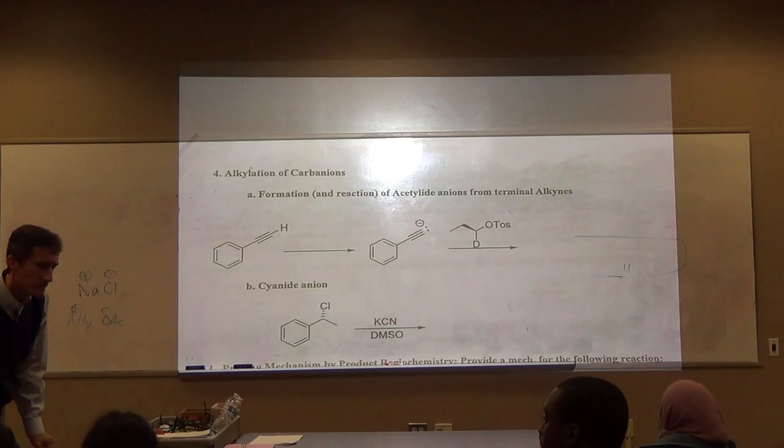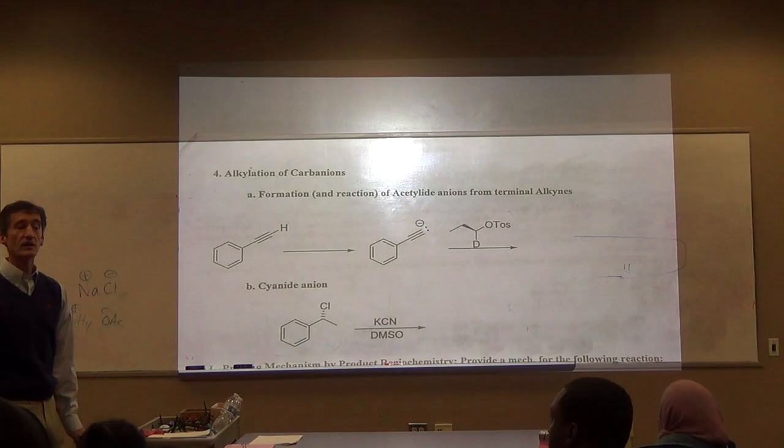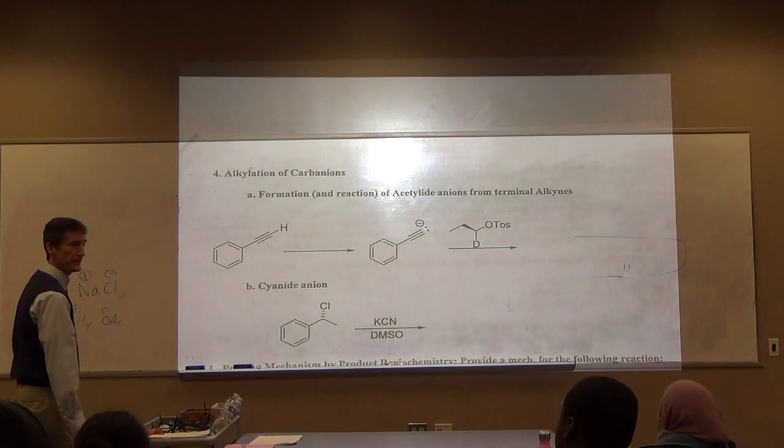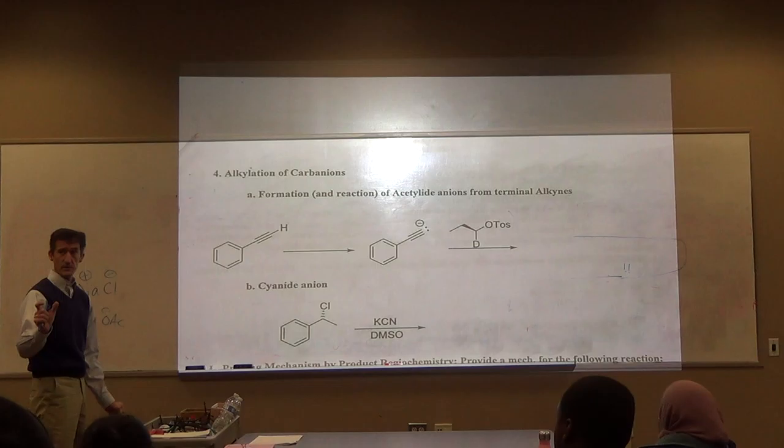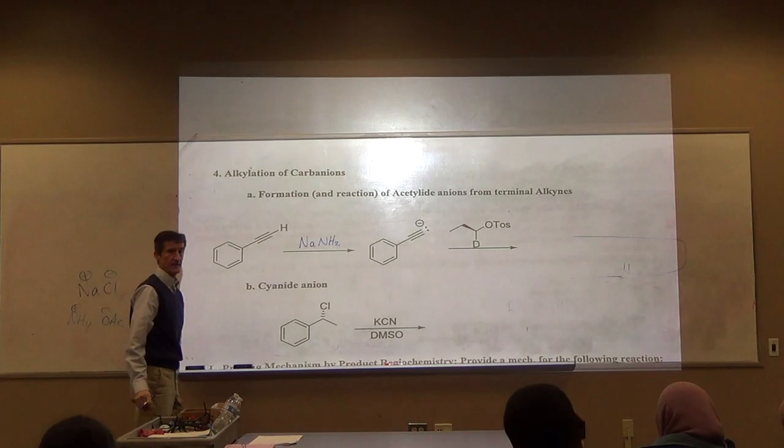Butyllithium was one of them, right? Normal lithium? N-butyl lithium, yes, that one. Or NaNH2. Yes. And then we looked at the reverse reaction, the miner's helmet with the carbide. Something like NaNH2. You didn't throw away the alkyne handout, did you?